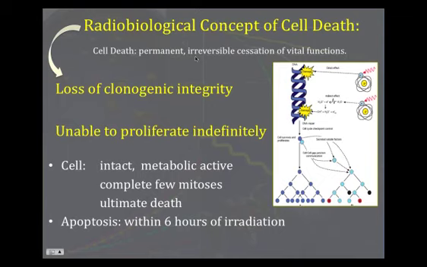But what is also important to bear in mind is that our intuitive concept of cell death is irreversible cessation of vital functions. But in the radiobiological context, that's not what radiation biologists consider cell death. It means loss of clonogenic integrity, or the cell is not able to keep on proliferating indefinitely. That's what cell death means. And the cell may still be visible, metabolically intact, even undergo a few mitoses before death.